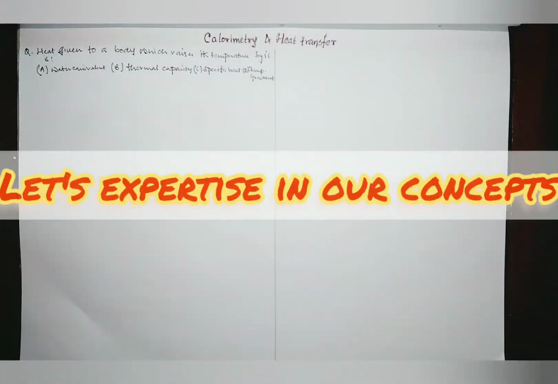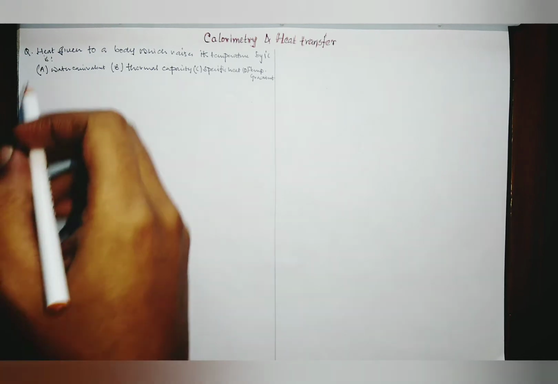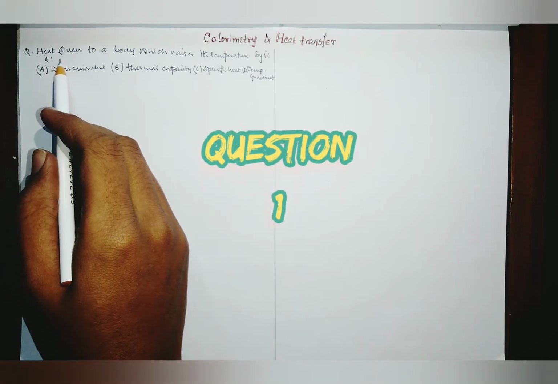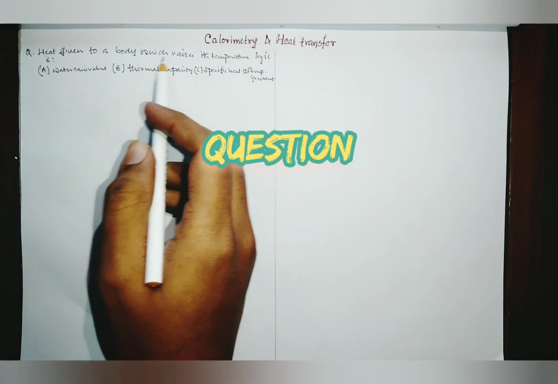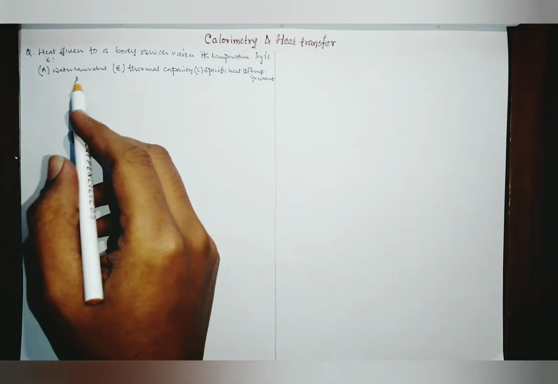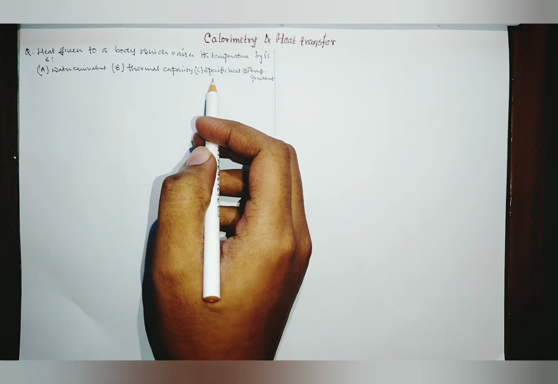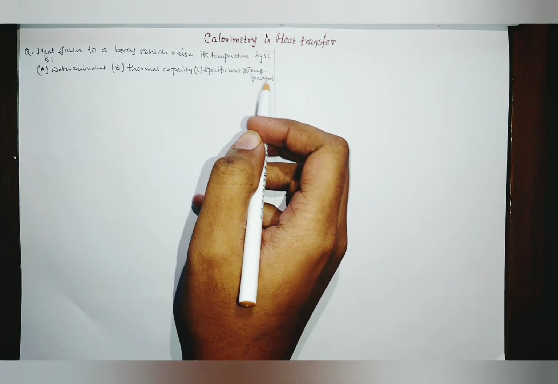Guys, welcome back to today's video. Today we are going to solve the questions which appeared in 2002 calorimetry and heat transfer chapter, right? So let's begin with the first question. The first question reads as: heat given to a body which raises its temperature by 1 degree Celsius is. The options are A water equivalent, B thermal capacity, C specific heat, D is the temperature gradient.